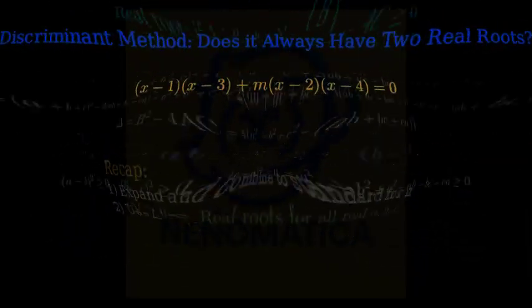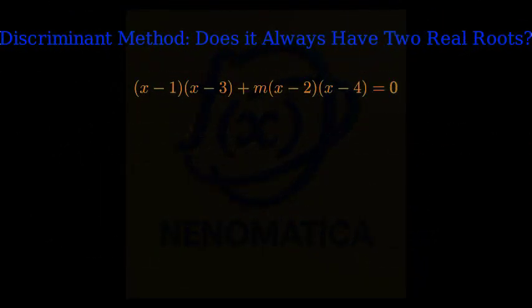roots. Example: we will prove that the equation (x − 1)(x − 3) + m(x − 2)(x − 4) = 0 has 2 real roots for every value of m, and we will also carefully check the special case when the quadratic coefficient could be 0.